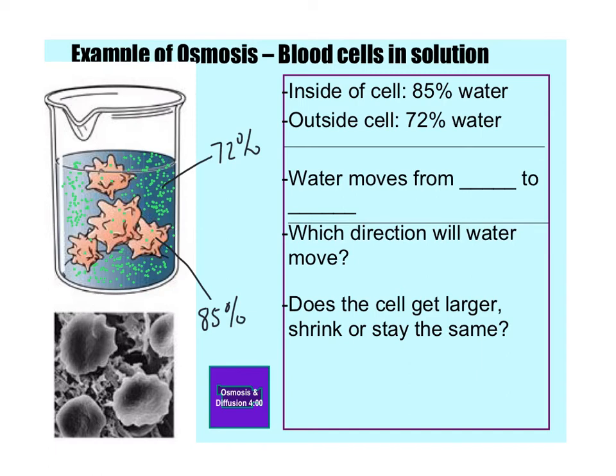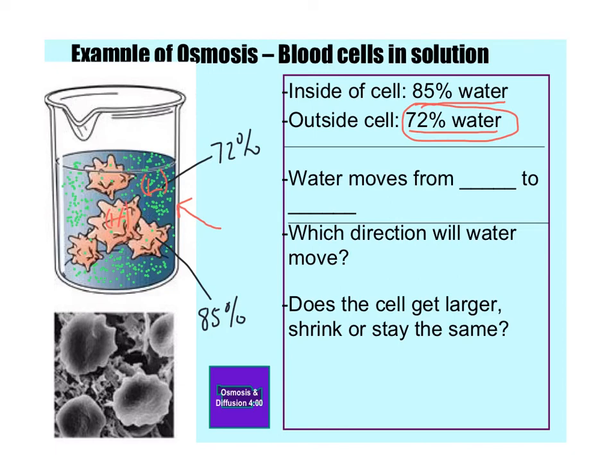Now this would be the opposite situation. Inside the cell we have 85% water. Outside the cell we have 72% water. And you can see, look at all the little green dots. There is a high concentration of solutes in the solution outside the cell. That means there is a lower percentage of water. So outside the cell, we have a low percentage of water. Inside, we have a high percentage of water.